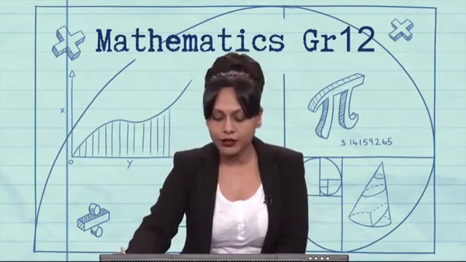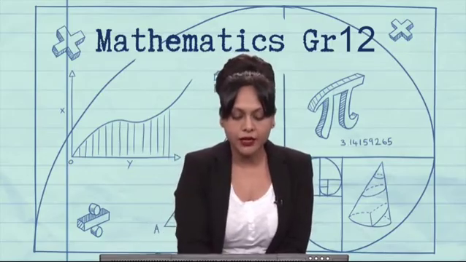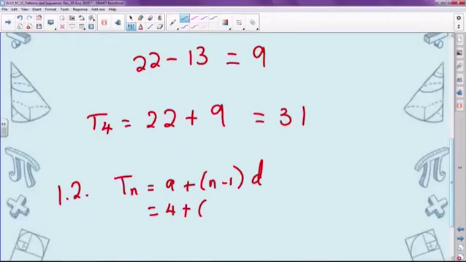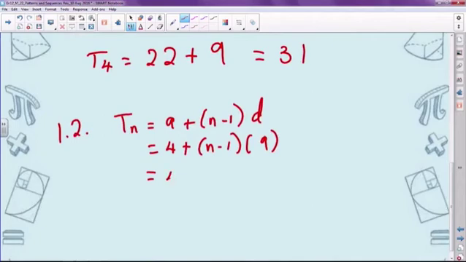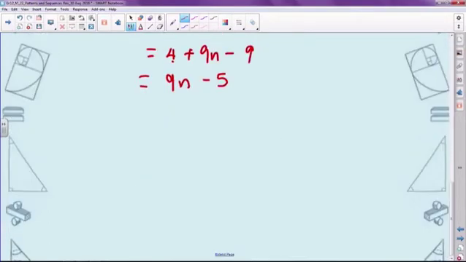So all we're going to do here is substitute our value of a, which is 4, plus n minus 1. We don't put anything in for n because we're just looking at the general term. And then our constant difference was 9. Let's simplify that. I get 4 plus, multiply the 9 into the bracket, so plus 9n minus 9. If I simplify further, 4 minus 9 is minus 5. So therefore my general term is 9n minus 5.